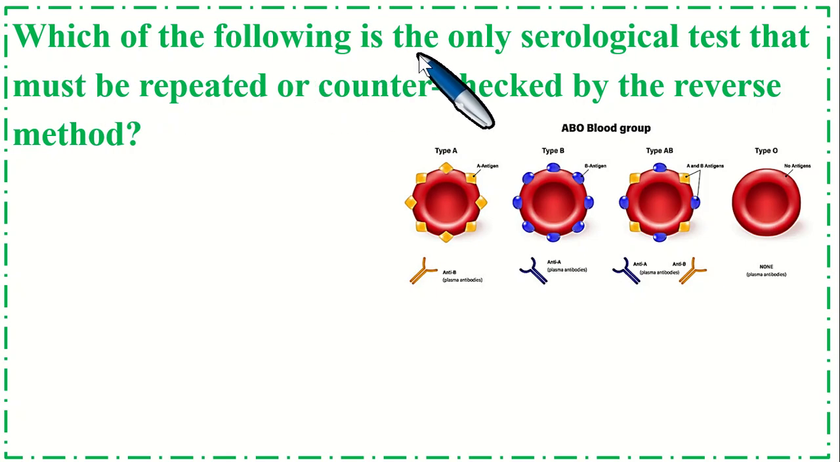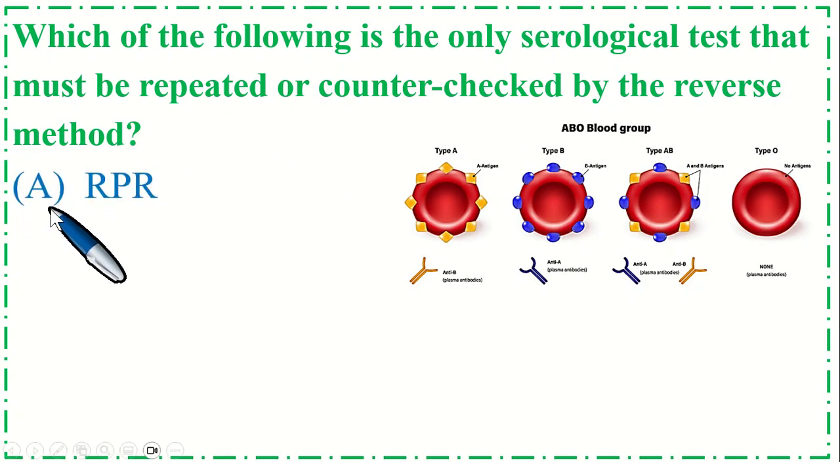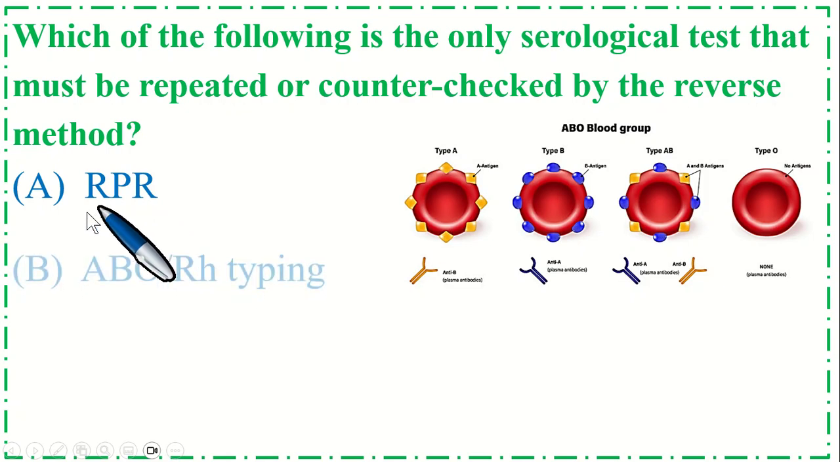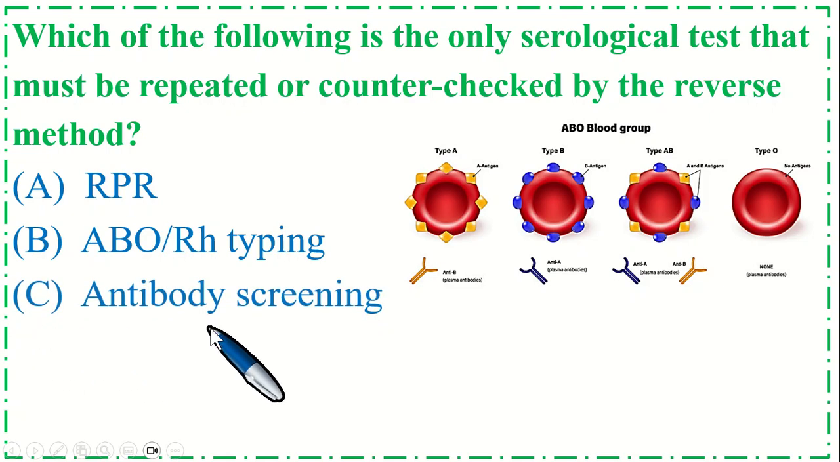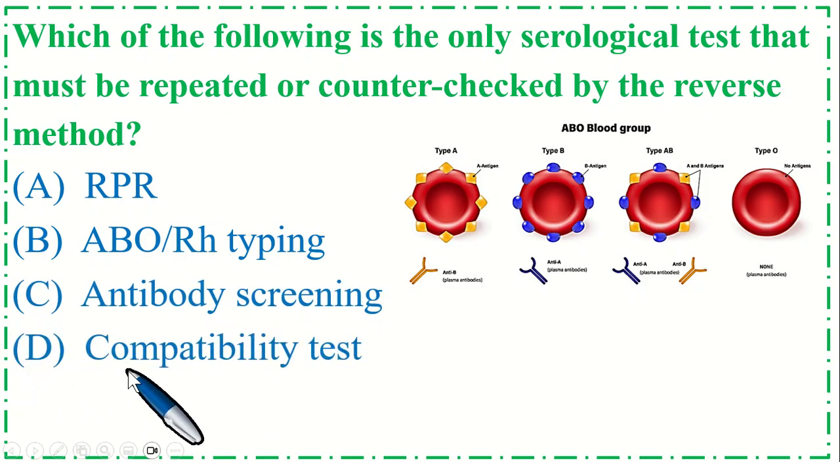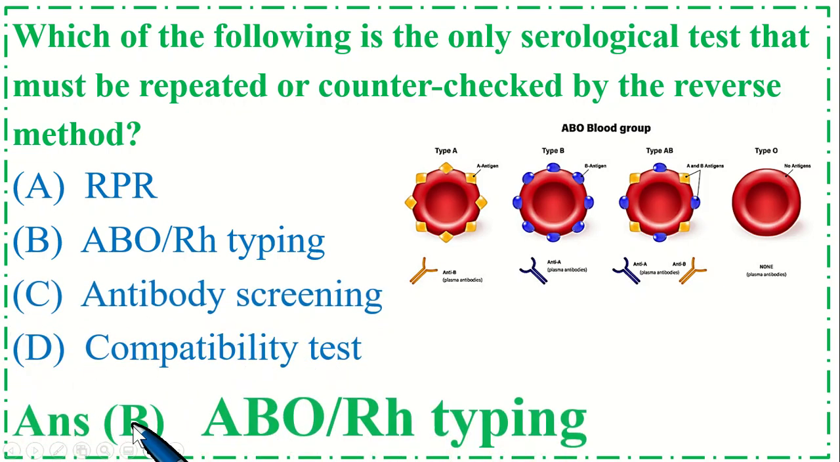Which of the following is the only serological test that must be repeated or counter checked by the reverse method? Option A RPR, B ABO or RH typing, C antibody screening, and option D compatibility test. So the correct option is B ABO RH typing.